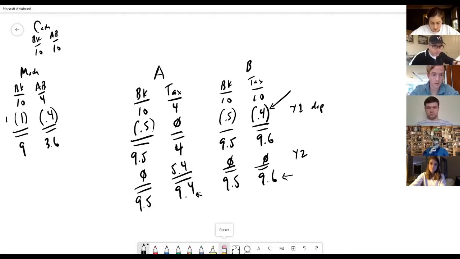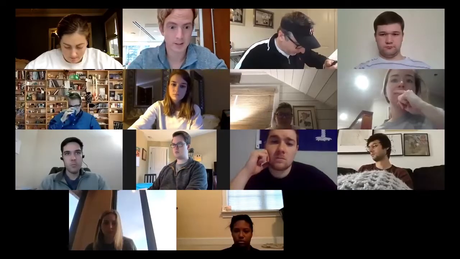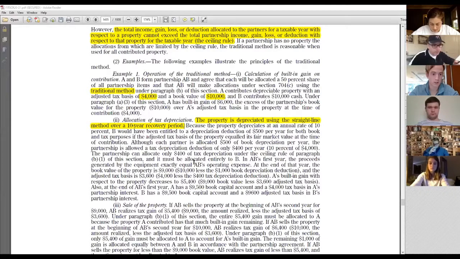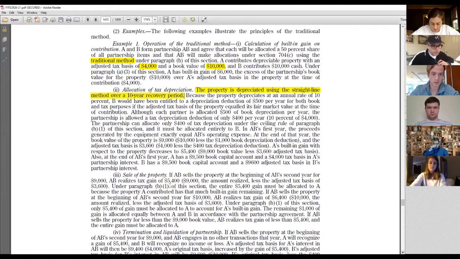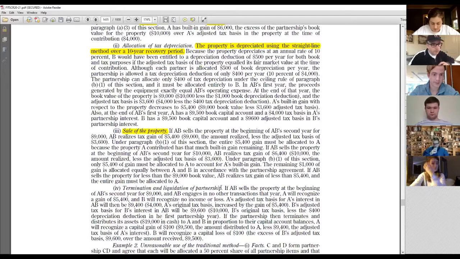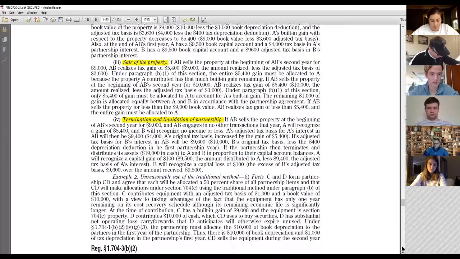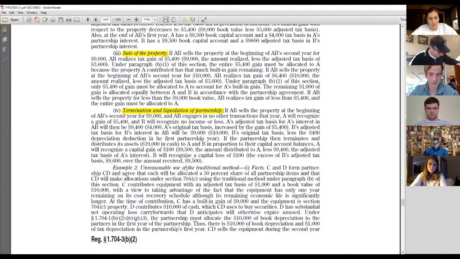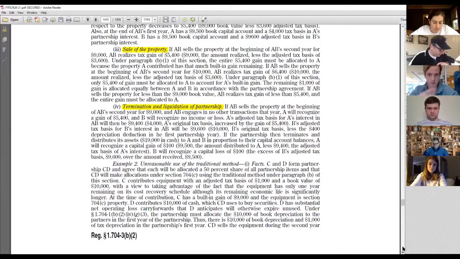So part one of the problem here, let's just go back. So again, this allows you to go back and redo these problems because this, two little i's, is talking about just the allocation of depreciation, and then three little i's is the sale for 9, and then four little i's talks about then if we liquidate the partnership. So everything we just did is right there in this problem. So example 1 is a really good problem. You don't have to worry about example 2. It's talking about unreasonable, sort of abusive uses of these methods. We're not going to focus on that.